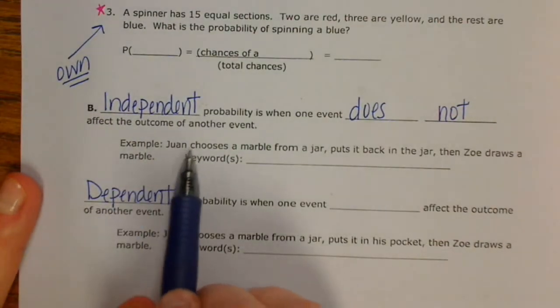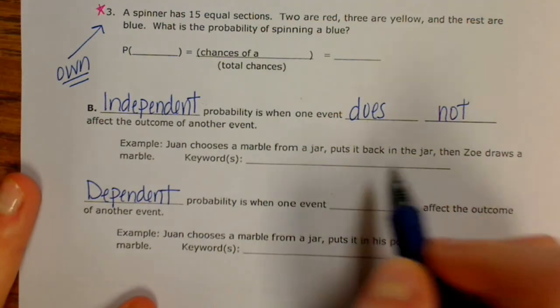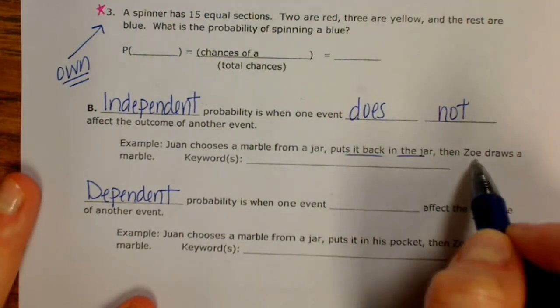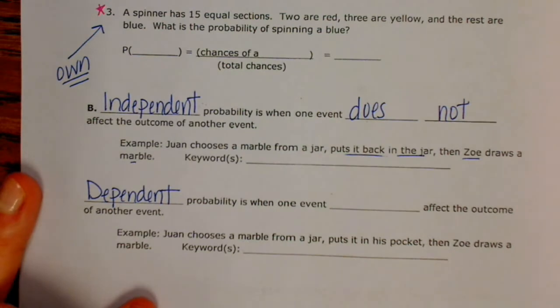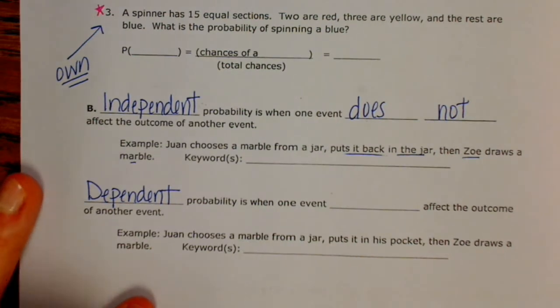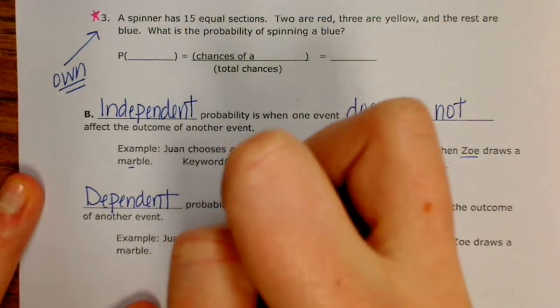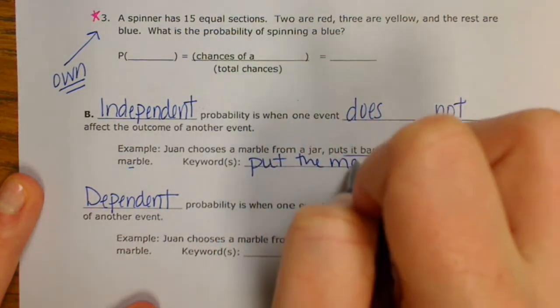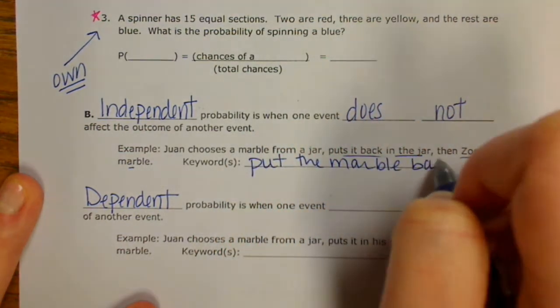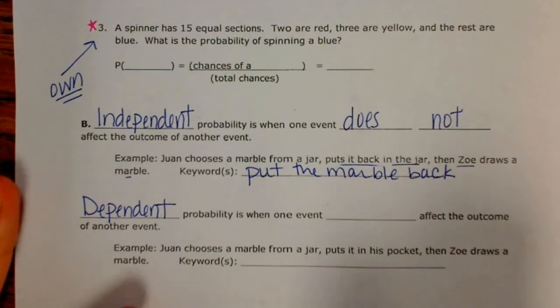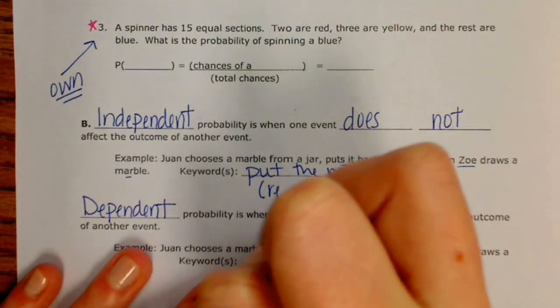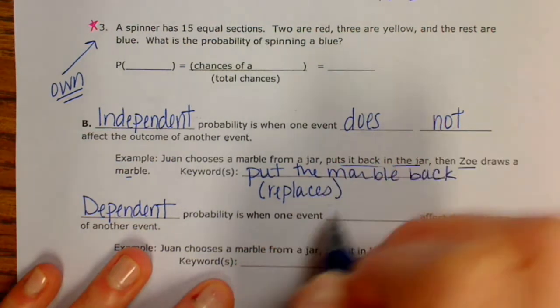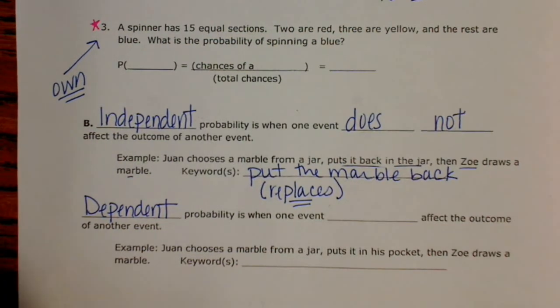So here's an example. Juan chooses a marble from a jar. He puts it back in the jar, and then Zoe draws another marble. So this is independent probability because he puts the marble back. In parentheses write replace. He replaces the marble. That's independent. What Juan does after he puts it back does not affect what Zoe can draw out of the marble jar. So it's independent probability.